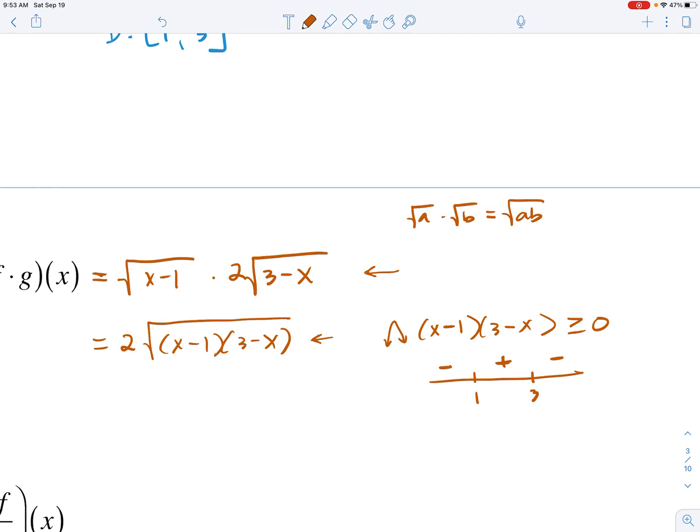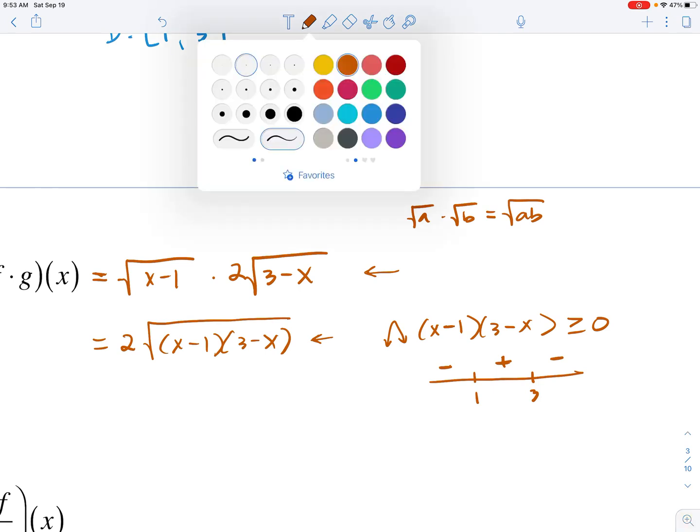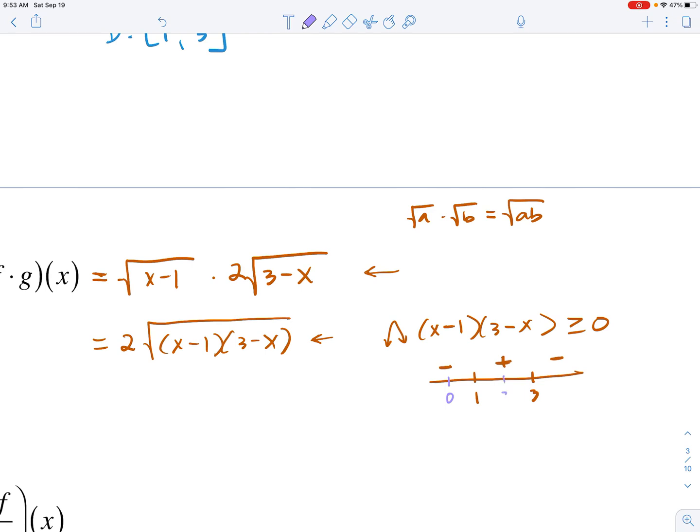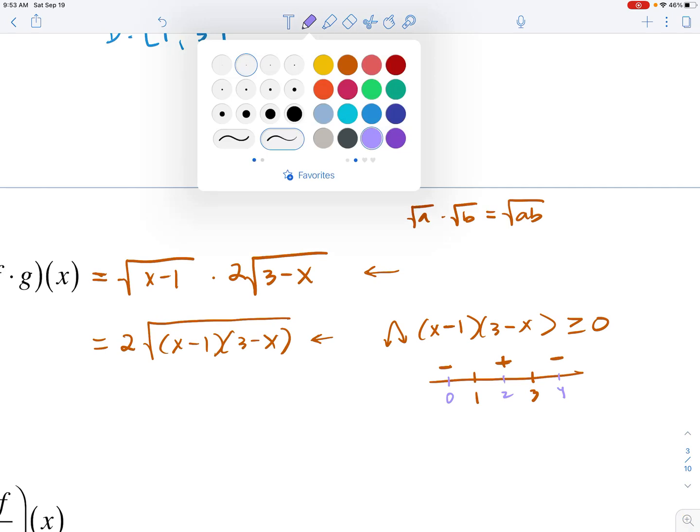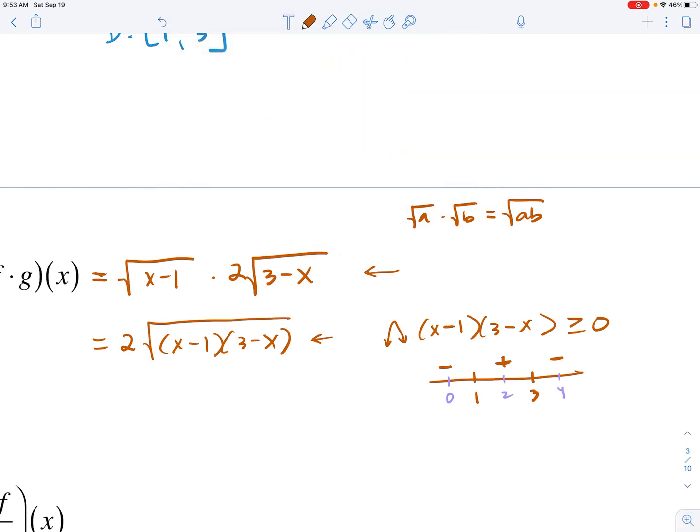You can also think about doing actual test values. So like 0, 2, and 4, you could plug in. We get a negative value when we plug in 0. If we plug in 2, we get a positive value. If we plug in 4, we get a negative value. So the values that would make this a true statement would be between 1 and 3. So just like in the previous two examples, we see that the domain ends up being from 1 to 3, where 1 and 3 are included.